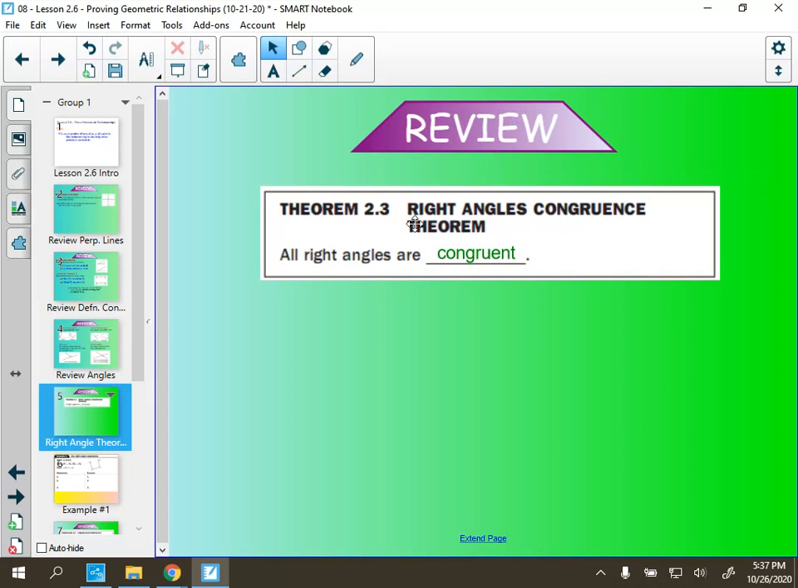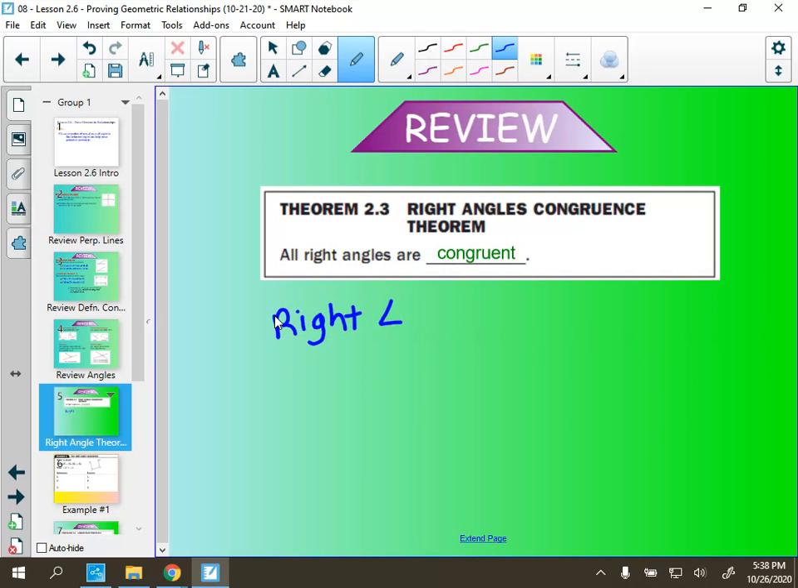Okay, so the first thing we add to our notes is kind of new material. I know it says review here, but it's kind of reviewing notes from the book. A new theorem for us, actually our first theorem of the year, the right angle congruence theorem. So if we want to abbreviate, which a lot of times we do, we'll use the right angle congruence theorem.